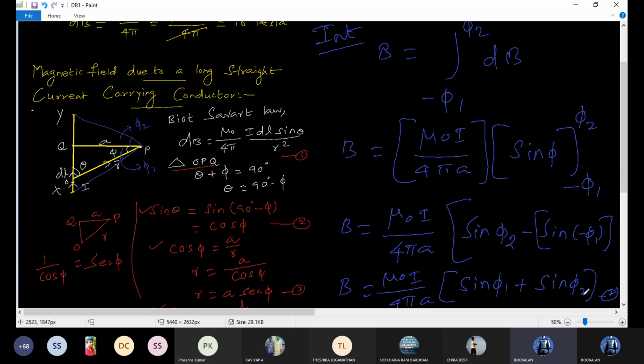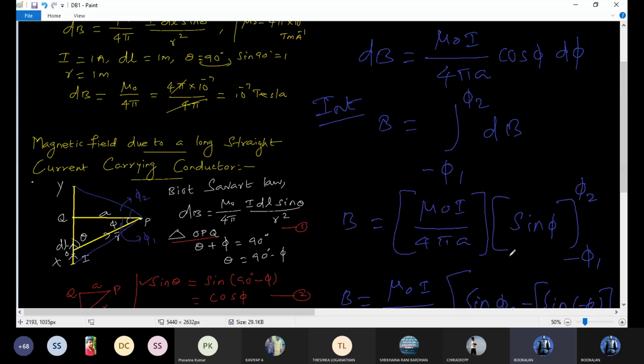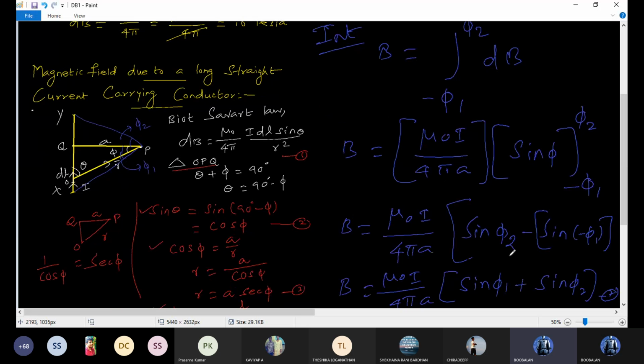Listen one more minute. So now we are finding the total field. The formula is dB equal to mu naught I by 4 pi A cos pi d pi. Applying the limits, the lower limit is minus pi 1 and the upper limit is pi 2. So doing the integral, cos pi gives sin pi. Integration, not differentiation, integration of cos pi is sin pi. After that, apply upper limit minus lower limit. This is the last equation: B equal to mu naught I divided by 4 pi A, sin pi 1 plus sin pi 2.